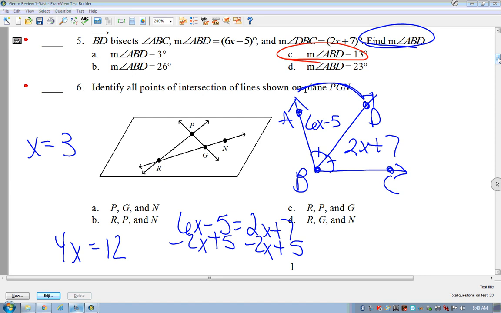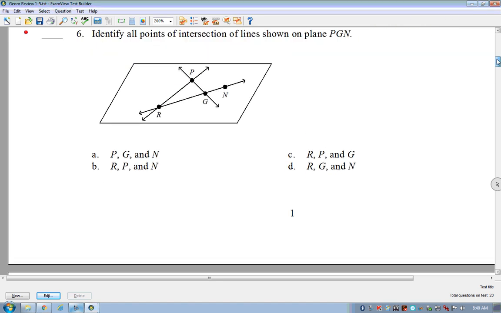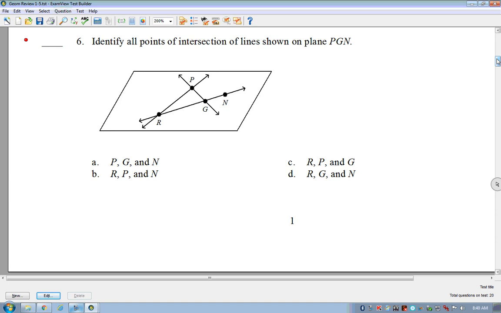All right. 6. Identify all points of intersection of lines shown in this plane. Even without the multiple choice options, this should be fairly easy. What are my points of intersection, Jordan? P, G, and R. Okay? All right, that was pretty easy, correct?